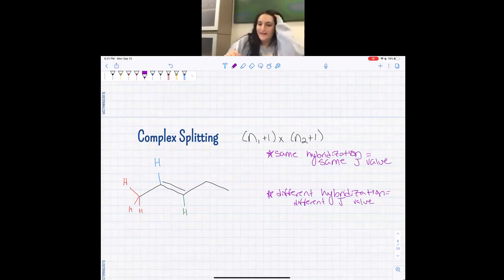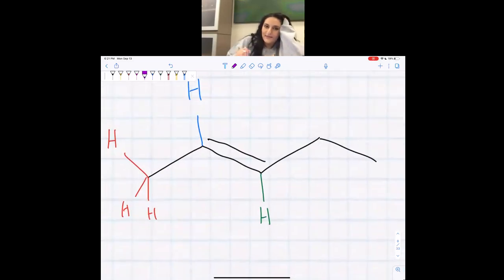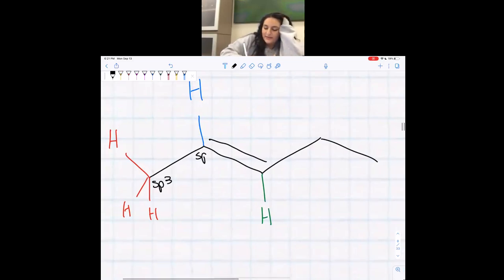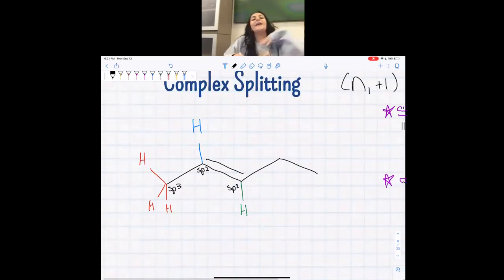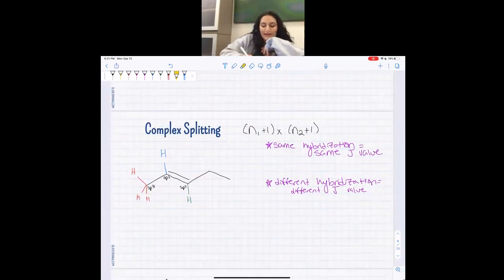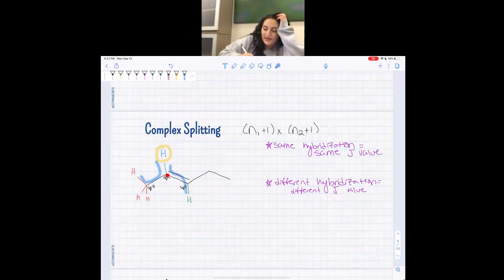All right, let's look at this bad boy. This is SP3. This is SP2. This is SP2. We're looking at this one, just because I said so. We're doing the splitting for the blue hydrogen. The blue hydrogen has a different J value here than it does here, because this is SP2 to SP3, and this one is SP2 to SP2. So it's different hybridization, which means different J value. Therefore, this is complex splitting.